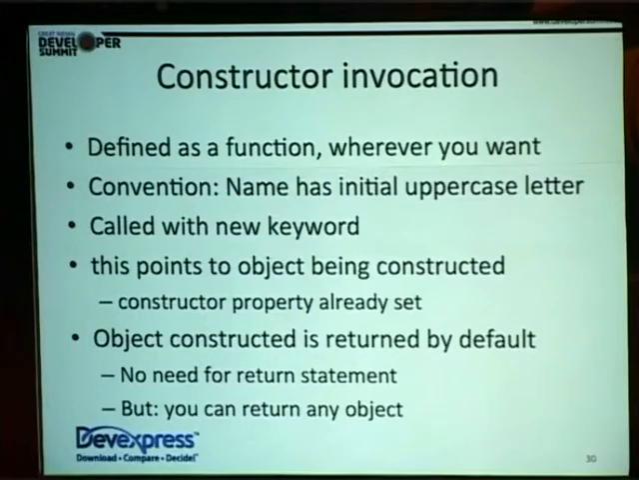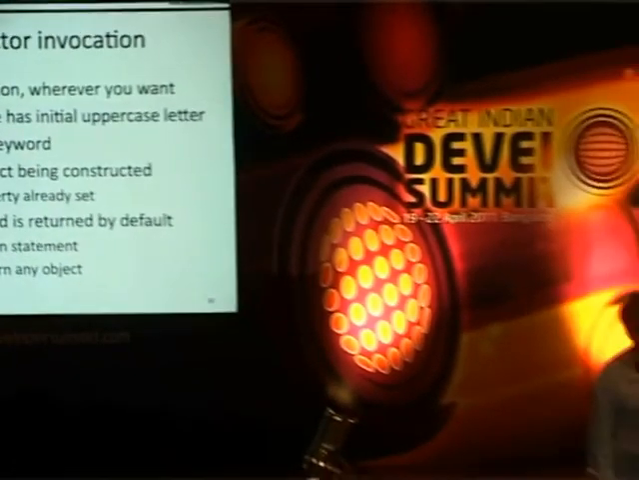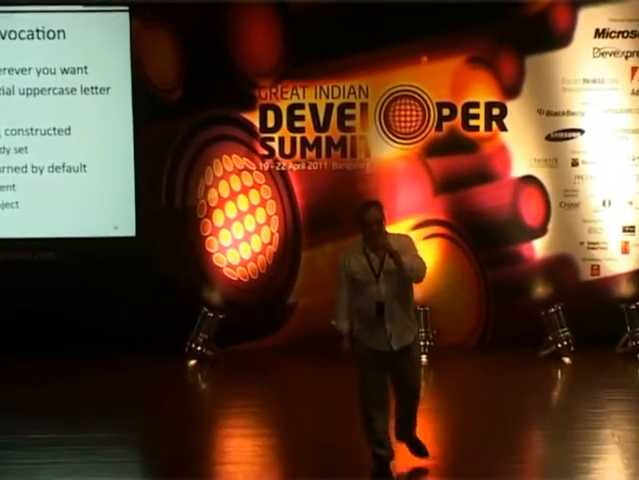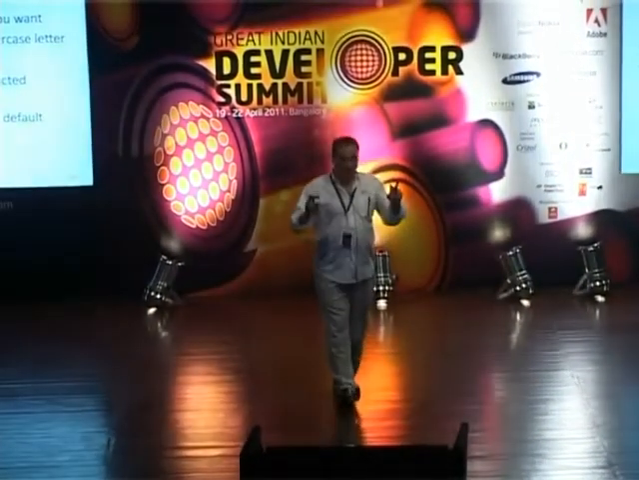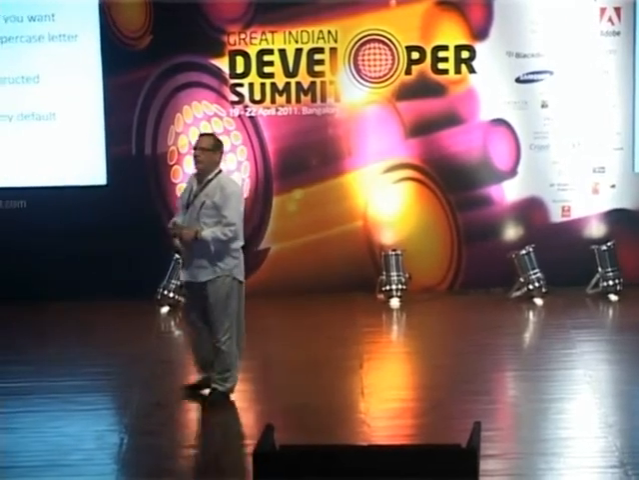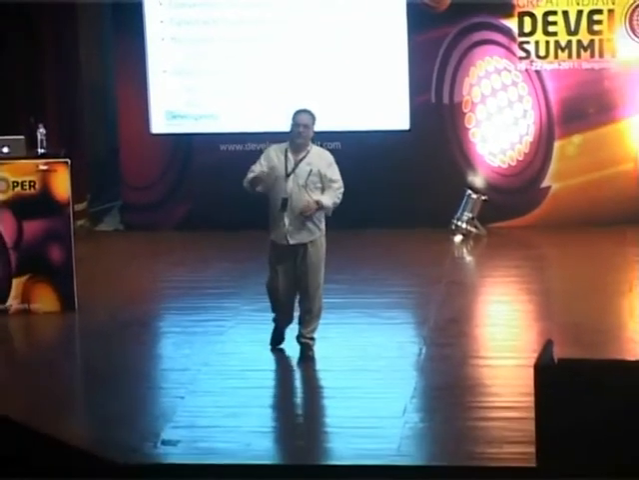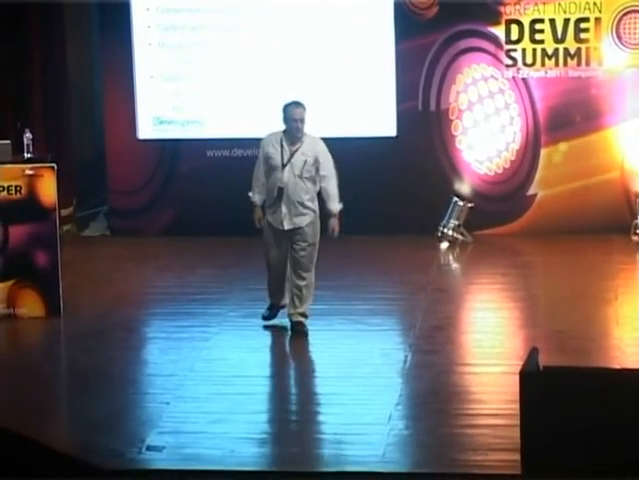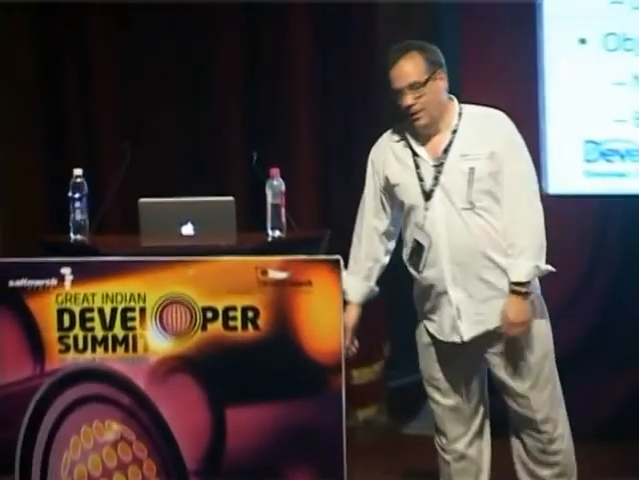If you notice, the code I have is camel cased with an initial lowercase letter. This is the only case when you really use an uppercase letter. It's called with new, and this points to the object being constructed. Essentially, when the new keyword gets executed, an object is created, this is set to that object, and the constructor is called. You don't have to return that object. It's done automatically for you, so there's no need for a return statement. In fact, you can return any object whatsoever. You don't have to return the one that's just been constructed.